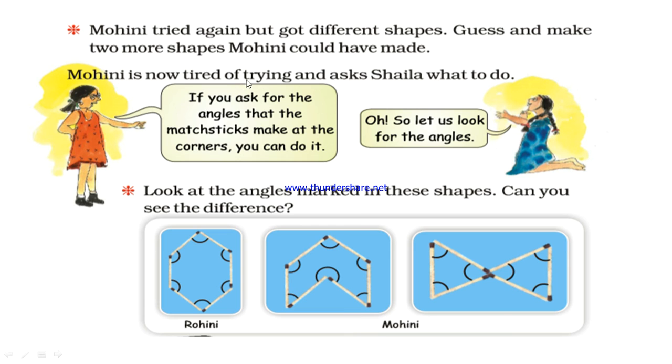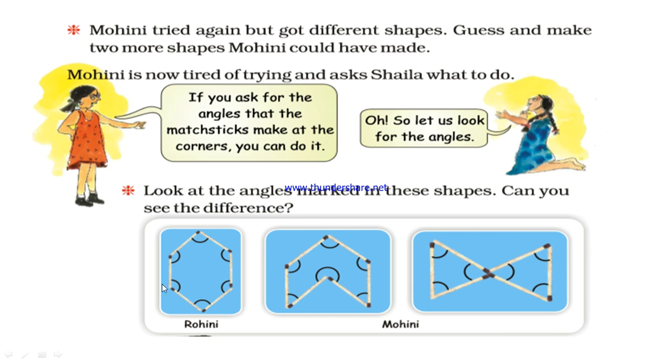Mohini is now tired of trying and asks Shaila what to do. If you ask for the angles that the matchsticks make at the corners, you can do it. Oh, so let's look for the angles. Look at the angles marked in these shapes. Can you see the difference? They made arrow marks here. They are called angles.